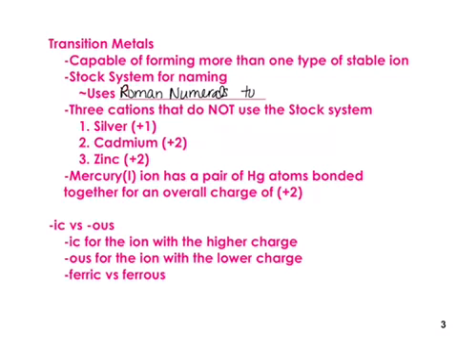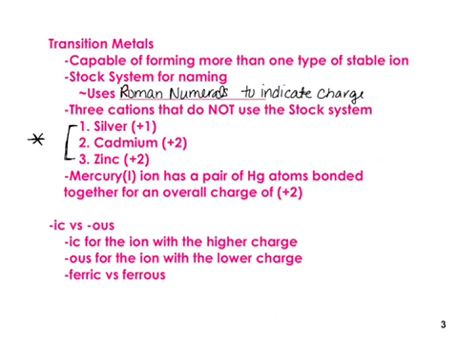And these Roman numerals are used to indicate the charge. There are 3 cations that do not use the stock naming system, and that will be silver, cadmium, and zinc. And this is because they only have one possible charge. Silver is always going to be a +1, cadmium will always be +2, and zinc will always be +2 as well. So make sure you commit these 3 rule breakers to memory.